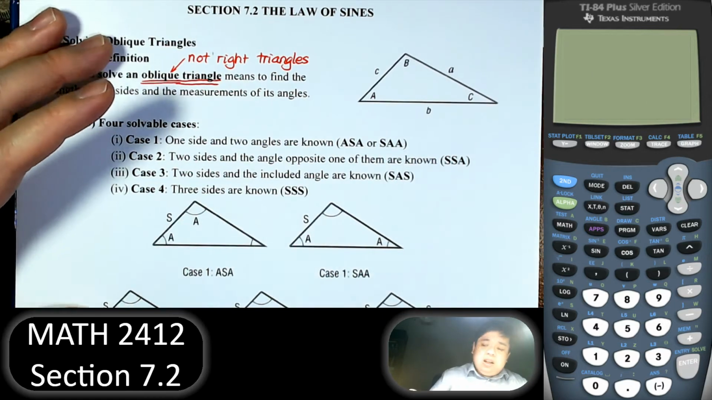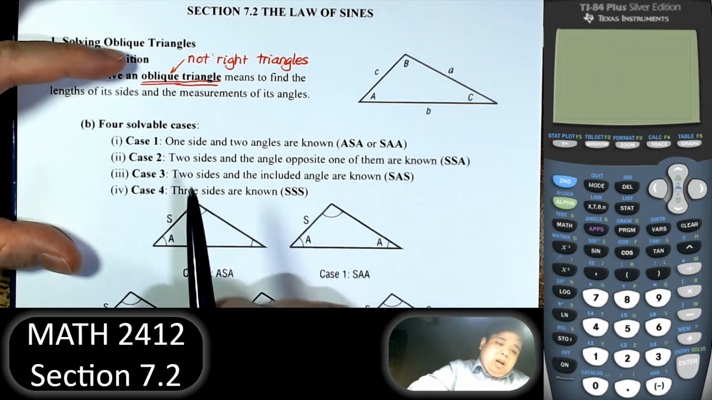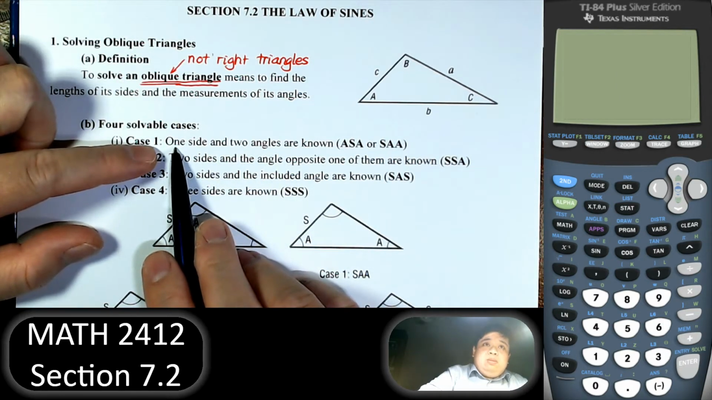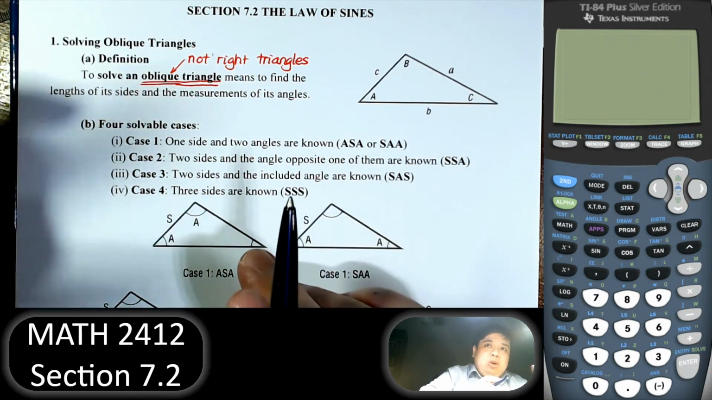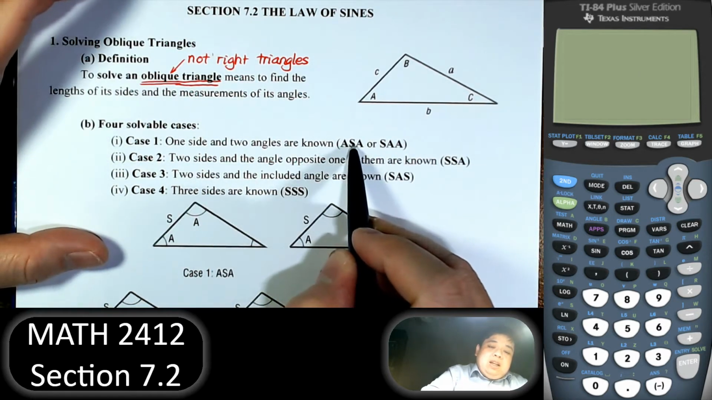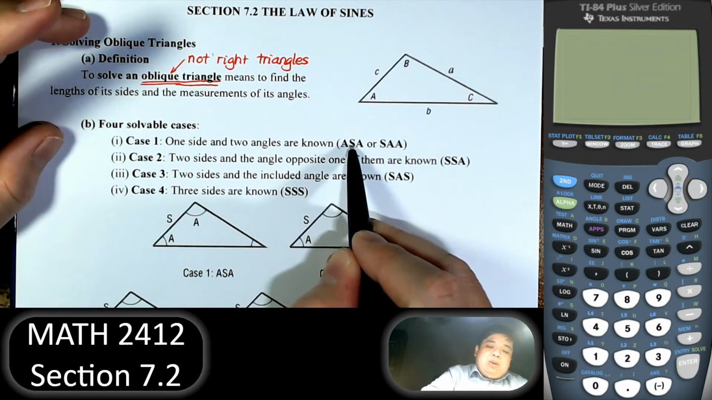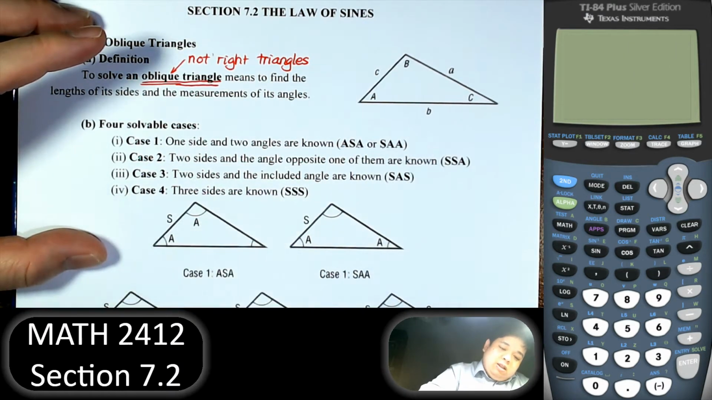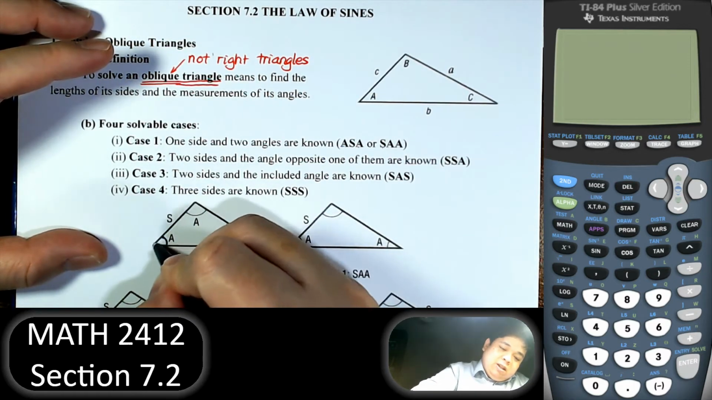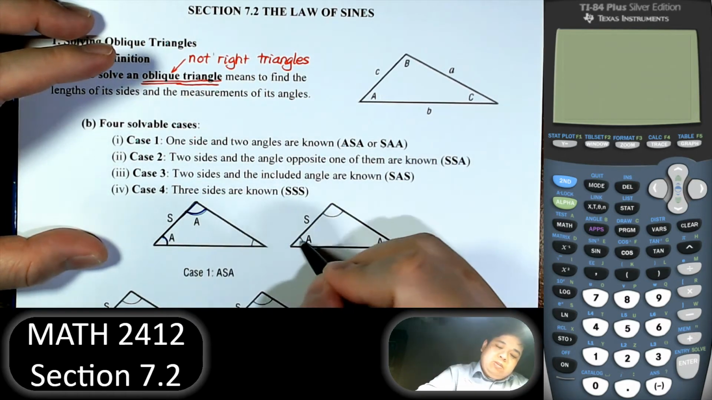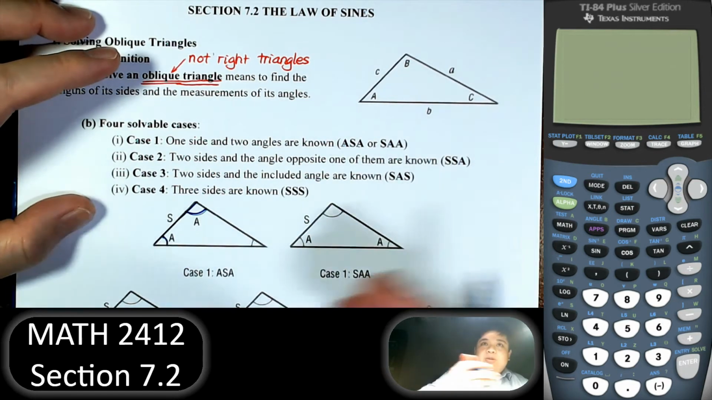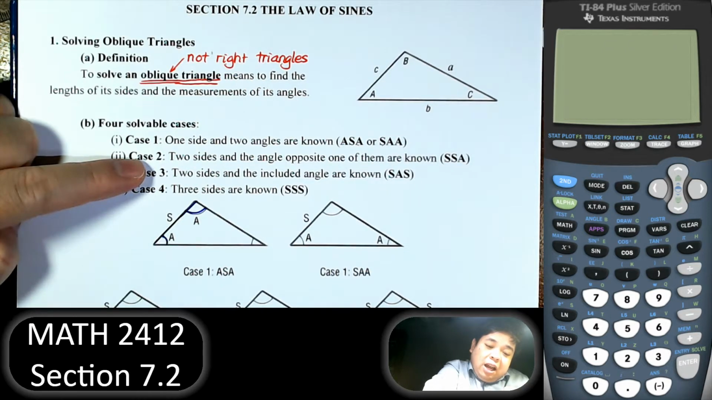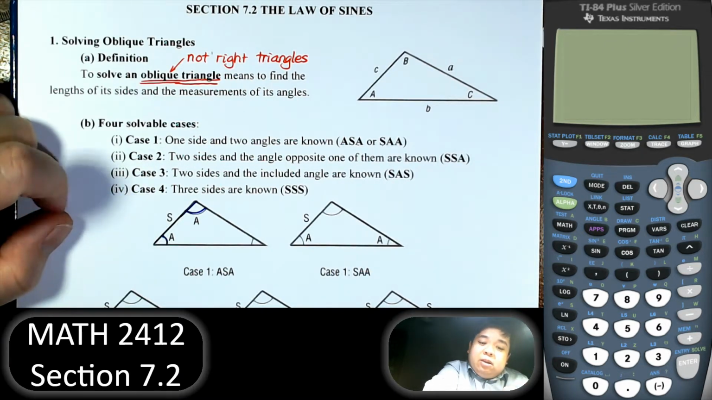Right, that can be classified in these scenarios. Case number one, where we have two angles and one side. It could be any side, but two angles and a side, meaning angle, side, angle, or side, angle, angle. Next, two sides and the angle opposite one of them.